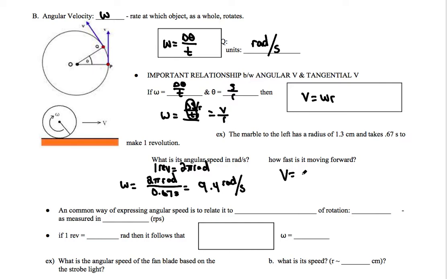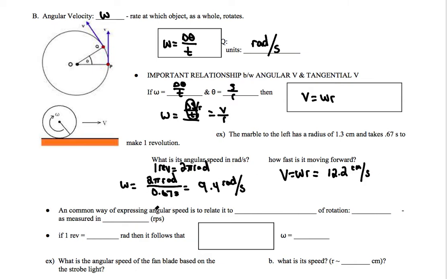Well, how fast is it moving forward? That is the tangential speed, v, and that's omega times r. So that is 9.4 times the radius. Actually, if we want it in centimeters per second, we could just keep it as 1.3 centimeters. And so I multiplied those two, and I get 12.2, and that is centimeters per second.